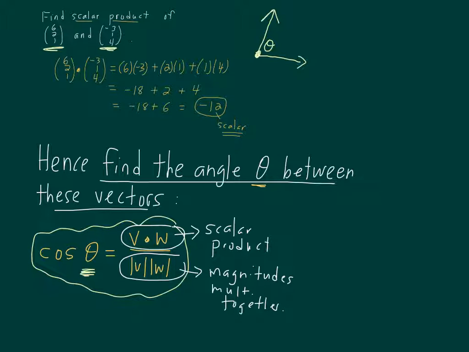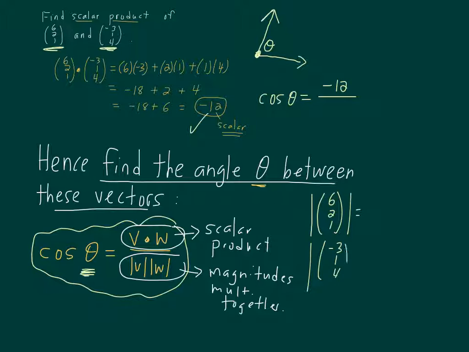So we already know that the cosine of theta is equal to negative 12. That was our scalar product that we did in the previous step. Now, in our denominator, we need to find the magnitude of each of those vectors. So we need to find the magnitude of our vector 6, 2, 1, and then the magnitude of our vector negative 3, 1, 4.